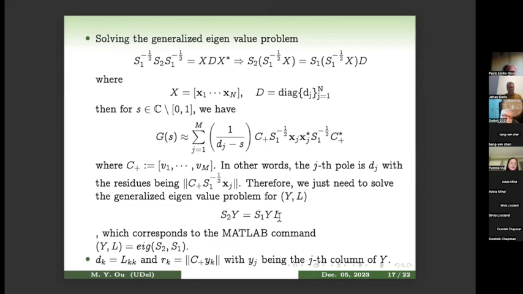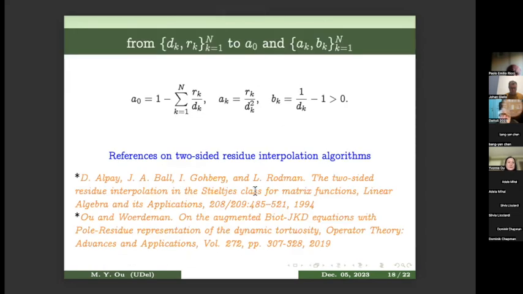So you can simply use MATLAB to solve for the eigenvalues and eigenvectors. You solve it, and then you just call the, I'm sorry, so this must be the eigenvalue. So you can harvest from these eigenpairs, and from them you harvest R_k, D_k. And remember I promised, I said I want the A_0, A_k, B_k.